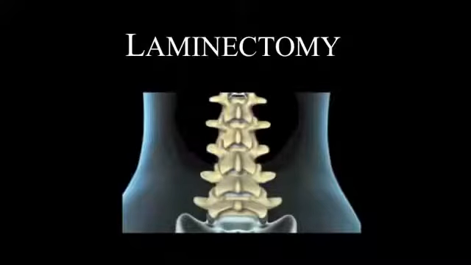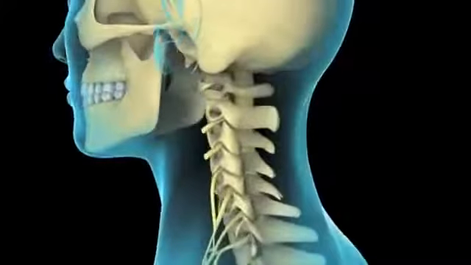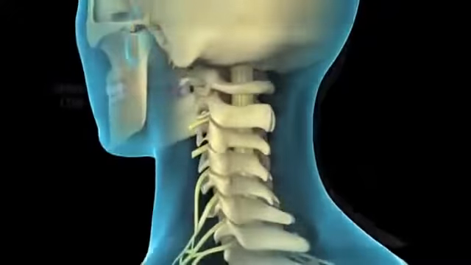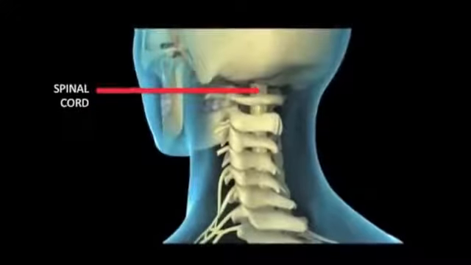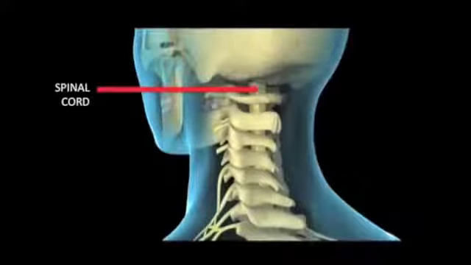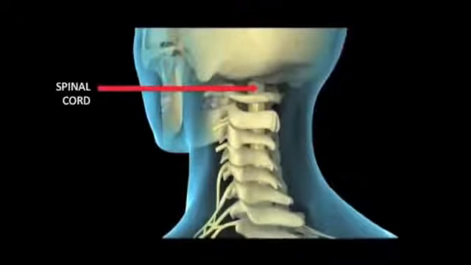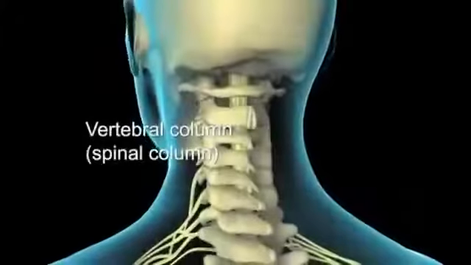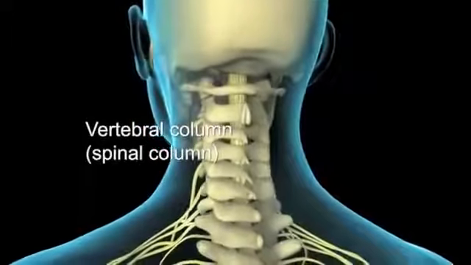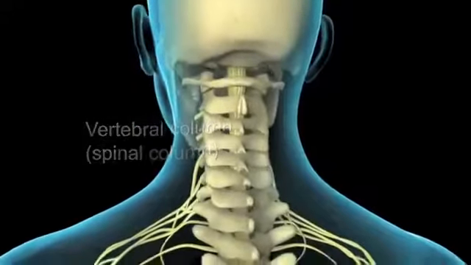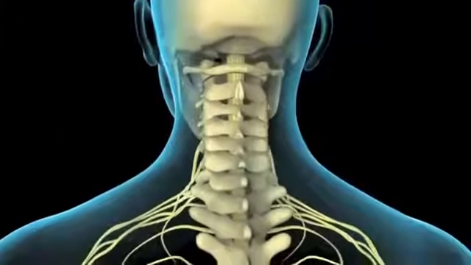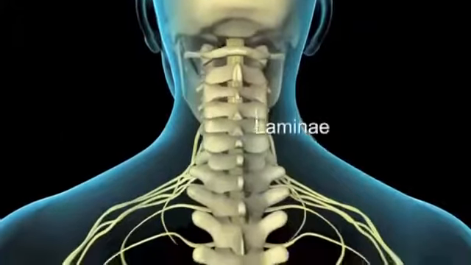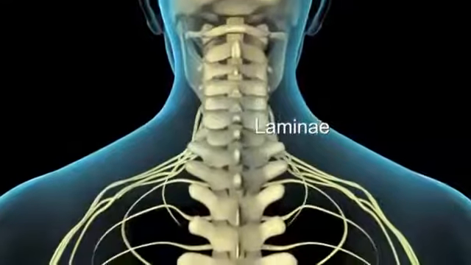Today, we are going to discuss the laminectomy. Let us start by reviewing some simple anatomy. The spinal cord, seen here as a group of closely packed thin yellow strands, is a collection of nerves that extends from the base of the skull. The spinal cord is surrounded and protected by the vertebrae of the spinal column. The back portion, or posterior spinal column, is made up of the laminae, stacked one on top of the other.